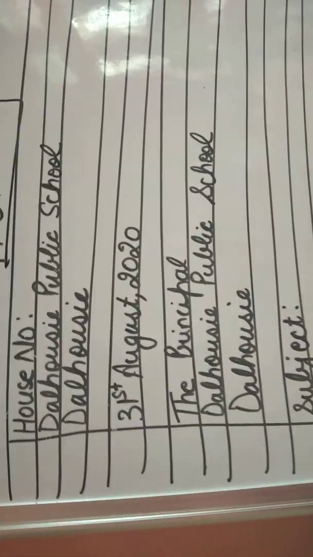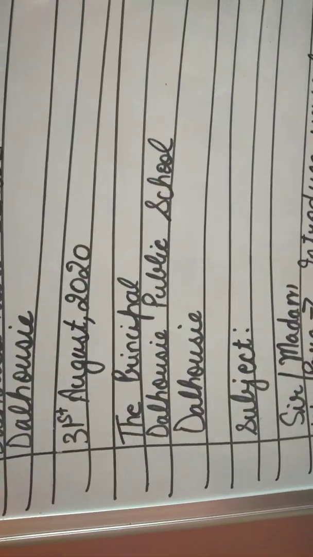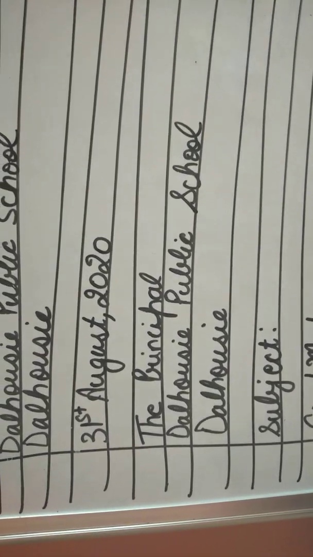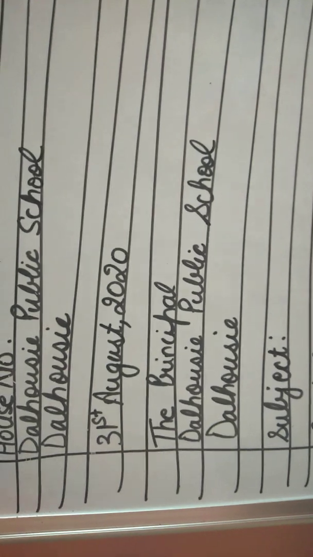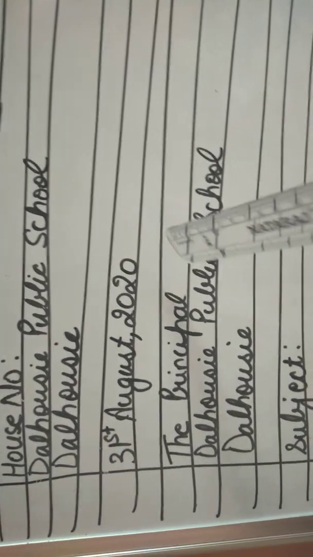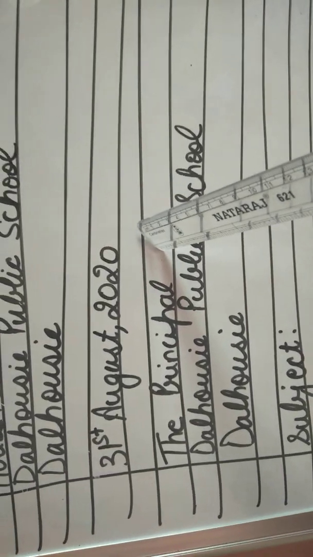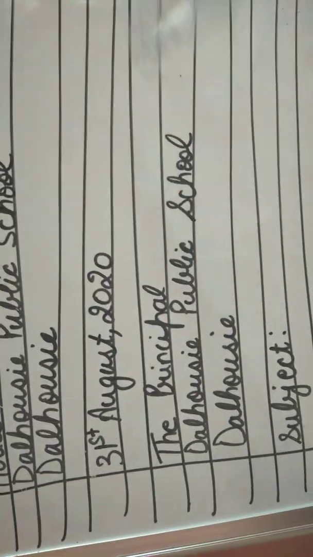Next we have to write the receiver's address. What do we mean by receiver? Receiver is a person who's going to receive the letter, the person who's going to read the letter. So first we have to write the receiver's designation. Designation means the post of the person to whom we are writing.